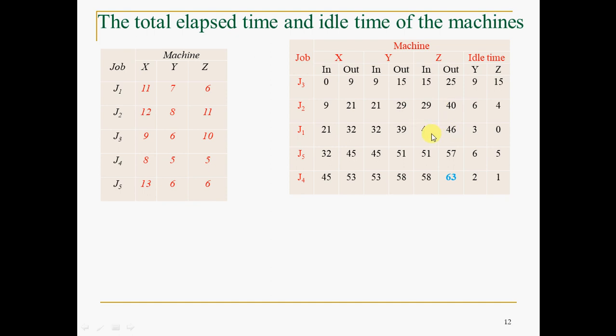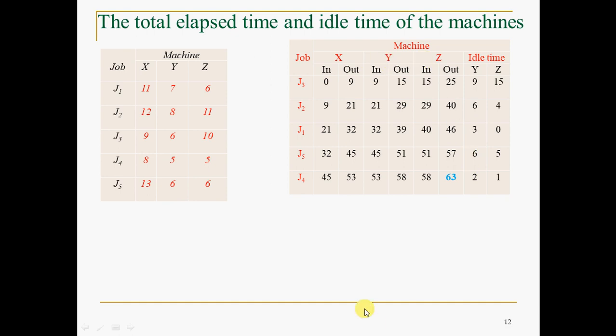46. Okay, in to out is the processing time as I have told. 46, 51, 51, 57, 58, 58, 63. So I've indicated with blue, that is the total elapsed time. I mean, it is the processing time of all the jobs on all the machines. So at this point, all the jobs 1, 2, 3, 4, 5 have been processed on all the 3 different machines.